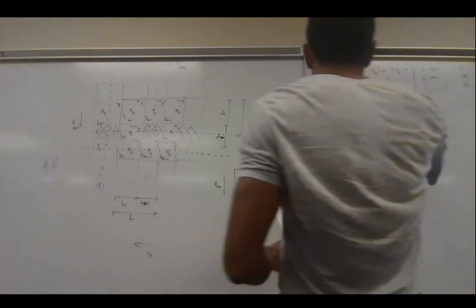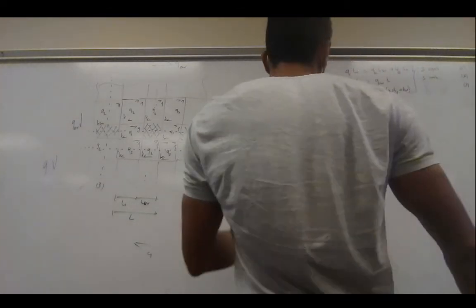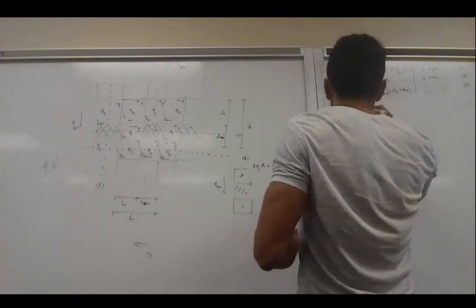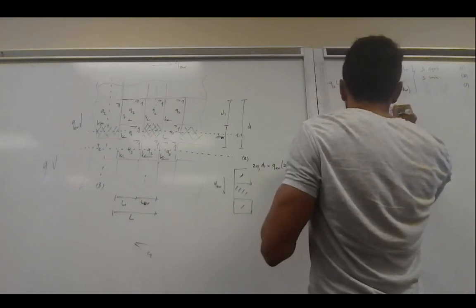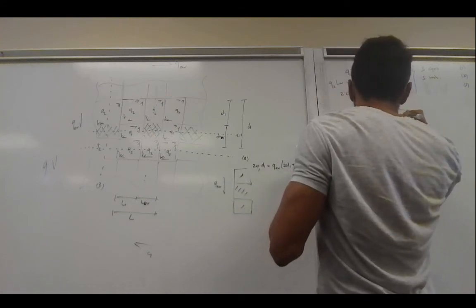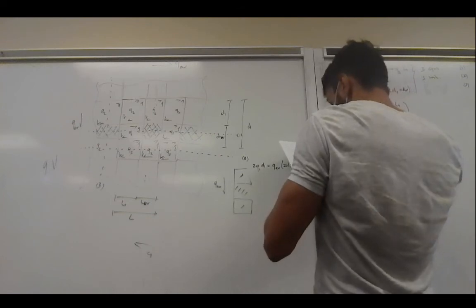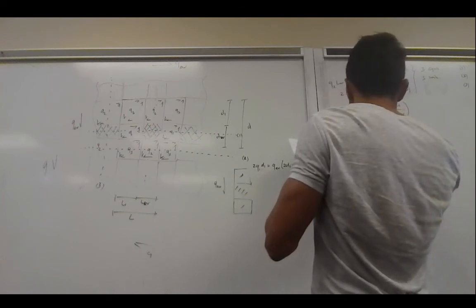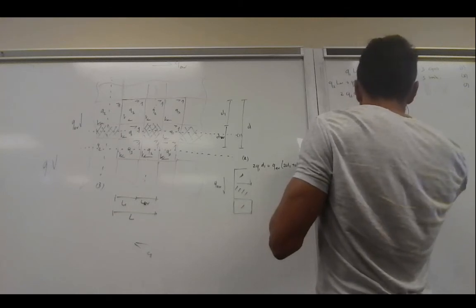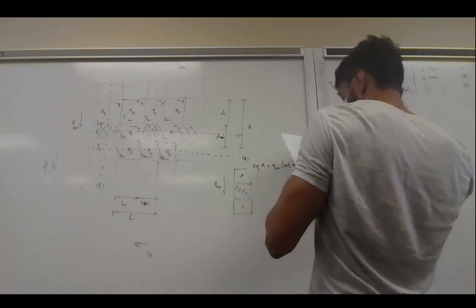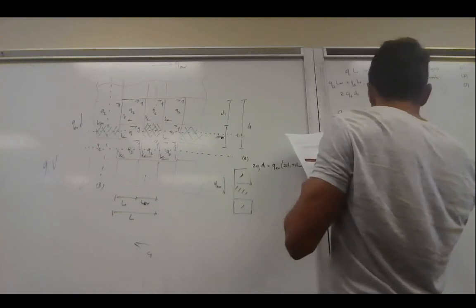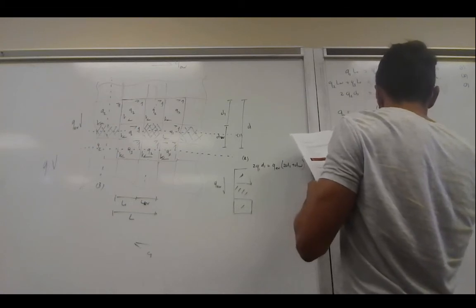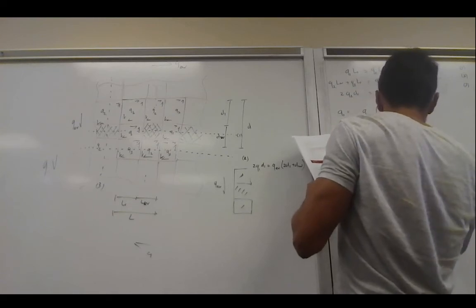In this case, if we solve this system of equations for Q1, Q2, and Q3, what we get is that Q1 is equal to Q average times 1 plus L1 over LW, and Q2 is Q average times 1 plus dW over 2D1, and Q3 is equal to Q average times 1 minus dW over 2D1 times LW over L1.